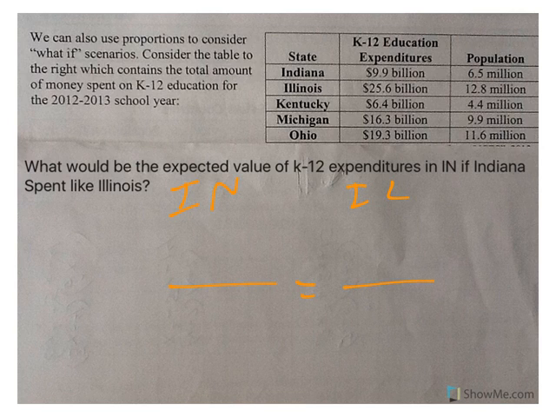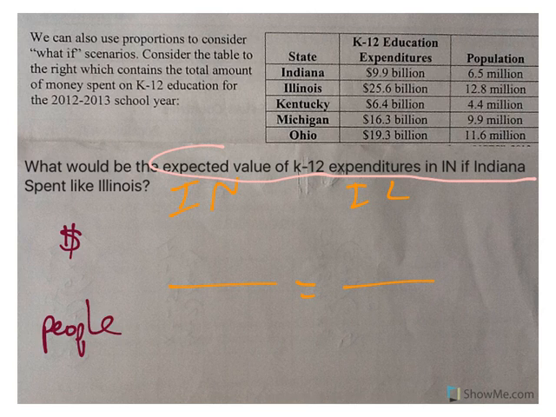Now, I always start with my X because that's kind of the key. What would be the expected value of expenditures in Indiana? Okay, so we're going to do money on top, people on the bottom. It's the only information we have, right? We have money and we have people. So if we're looking for the expected value of expenditures in Indiana, how much would Indiana spend if it was like Illinois?